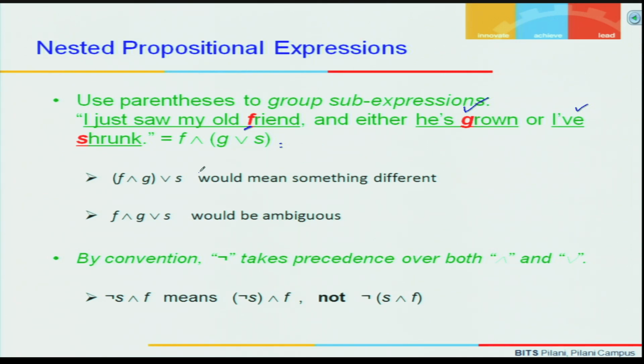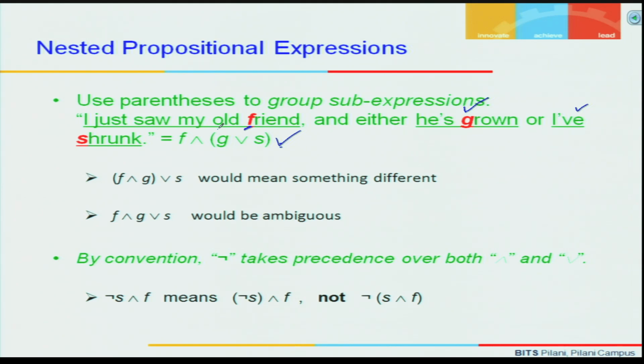If your compound English statement is so nice that all its constituent simple statements are declarative without any vagueness, then you represent them by some symbols, and you will be able to connect them with the operators that we are talking of. For example, this thing we can definitely represent like F and G or S. This is how we can represent it. Here you have to be very careful when you are putting parentheses.